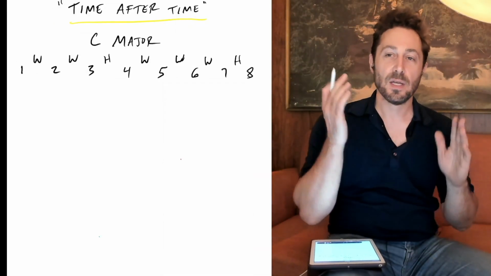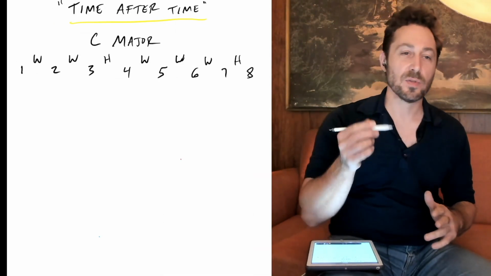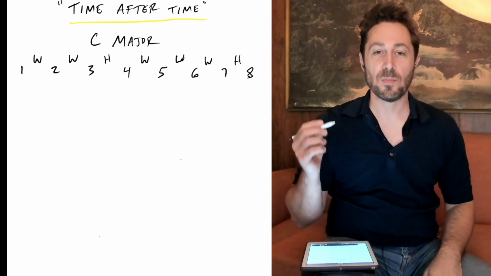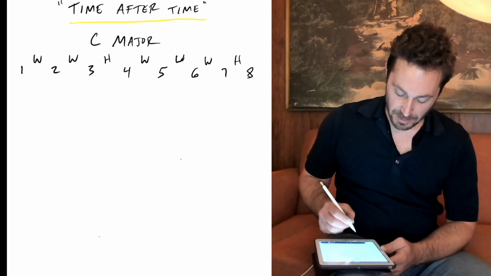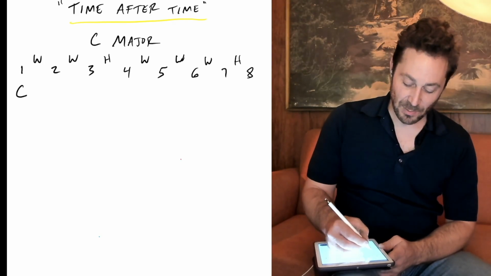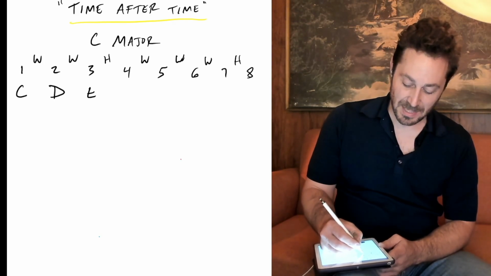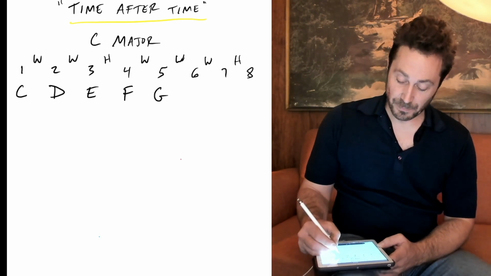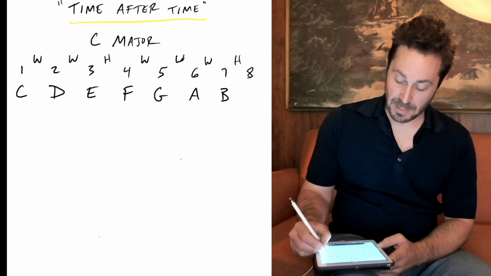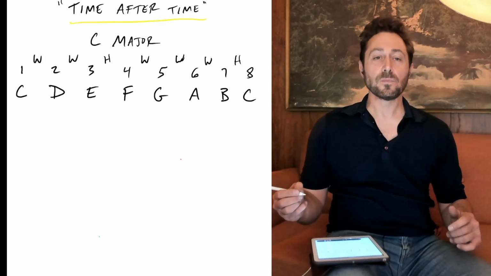C major. The formula for the major scale is whole step, whole step, half step, whole step, whole step, whole step, half step. So C, whole step to D, whole step to E, half step to F, whole step to G, whole step to A, whole step to B, half step to C.